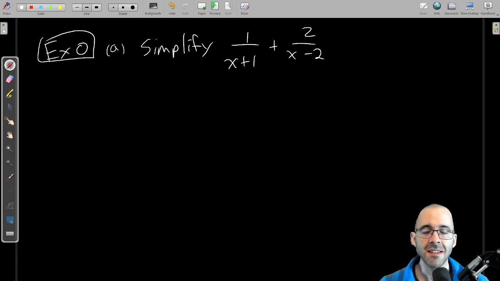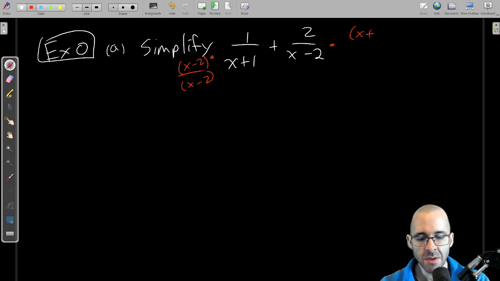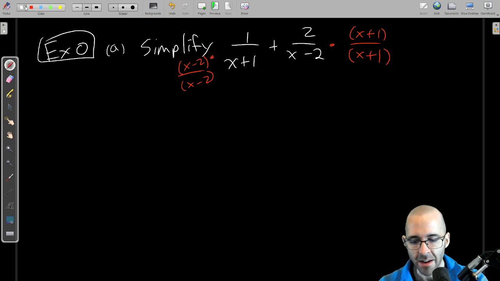So we can't add these. We need a common denominator. They have no common factors. So the only way to get a common denominator is to multiply the first one by x minus 2 and multiply the second one by x plus 1. And if we do this, notice they're going to have a common denominator. So that's how we can add these together.